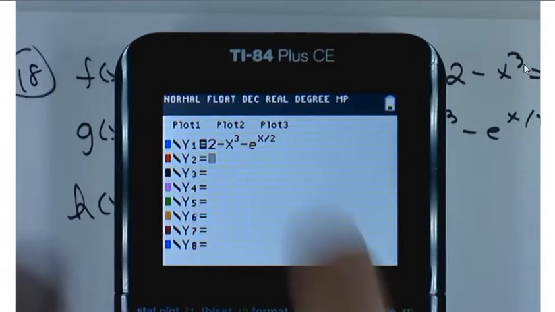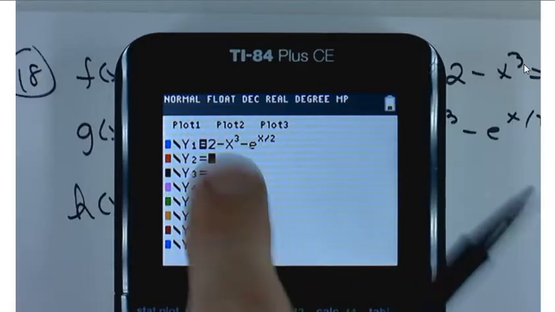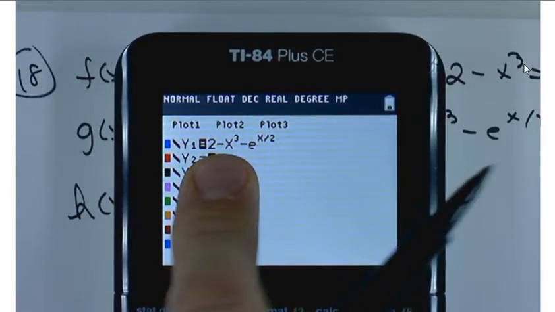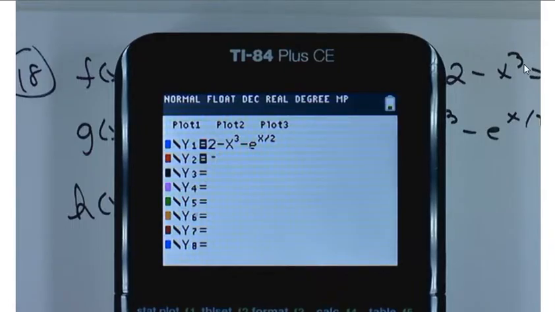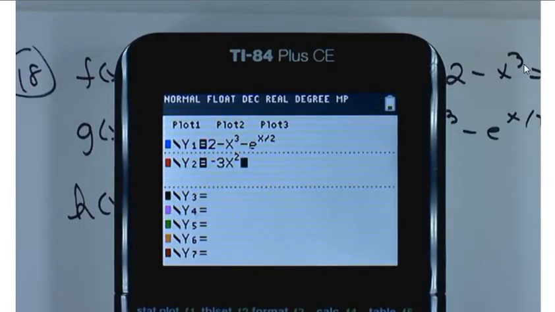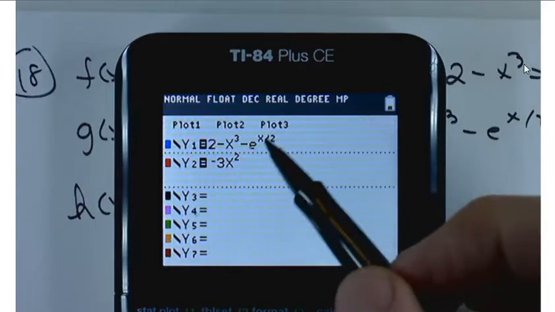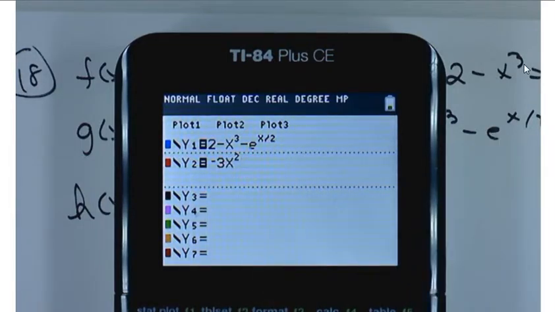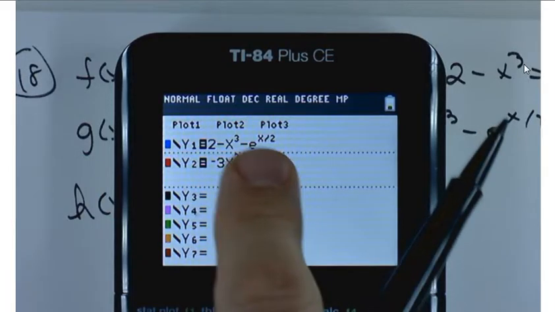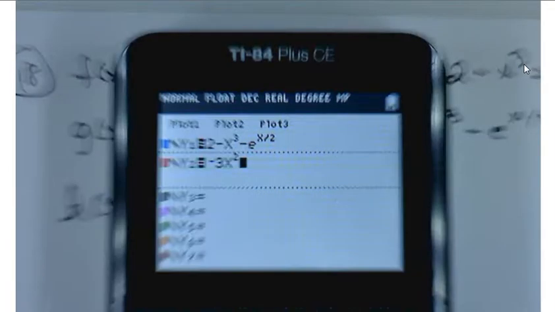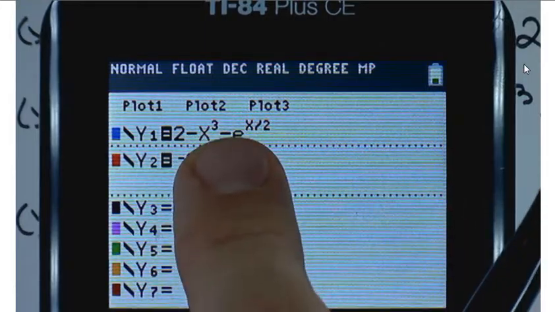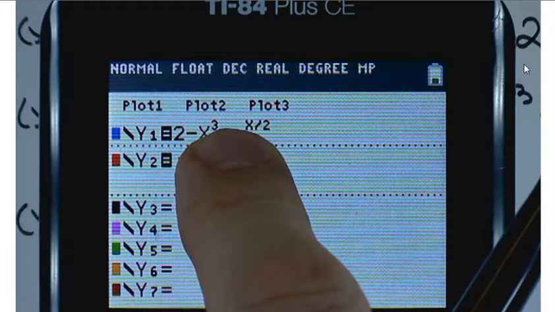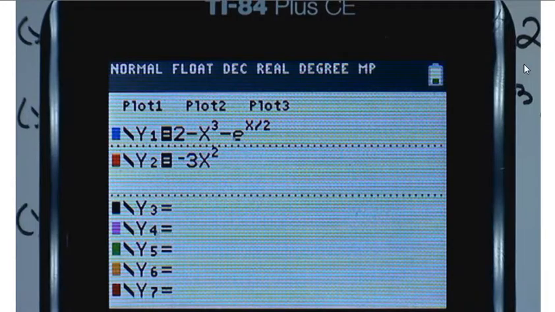Now the derivative of this. Well, the derivative of a constant is 0. So I'll get minus 3x squared. The derivative of e, we spent a long time with this earlier in section 3.7. Derivative of e to the x over 2 is e to the x over 2 times the derivative of the exponent. What's the derivative of x over 2? Exactly, 1/2. So 0.5 times the original function.